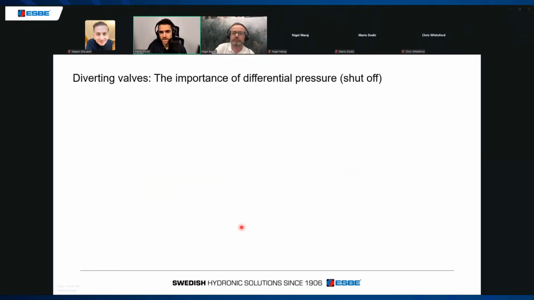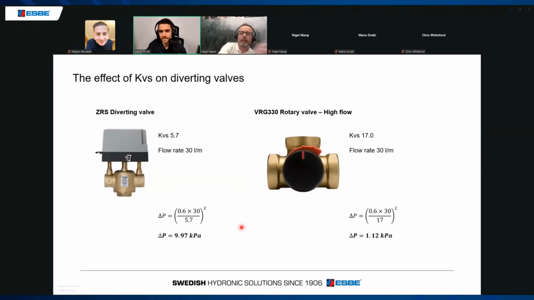So yeah, I will just add, this will decide if you need an additional pump or not sometimes. Because this 10 kilopascals, especially at 30 liters per minute, which is like 10 kilowatts, this is the main thing. And also, Nigel put VRG 330. The 130 looks the same, but with lower KVS. Try to choose the 330. I think the price difference is not an issue. It's very similar. The 130 has a KVS of 10, so it's a massive difference to go up to a KVS of 17, and the price difference is very little.